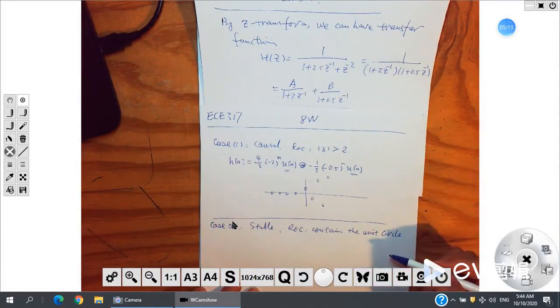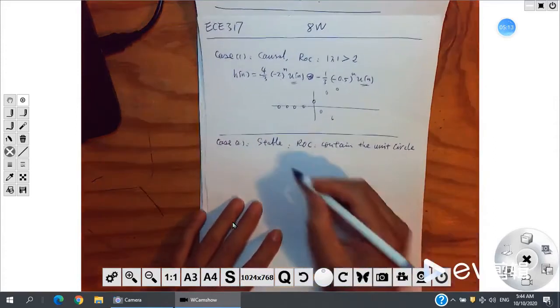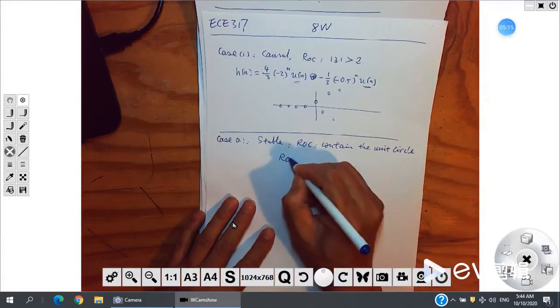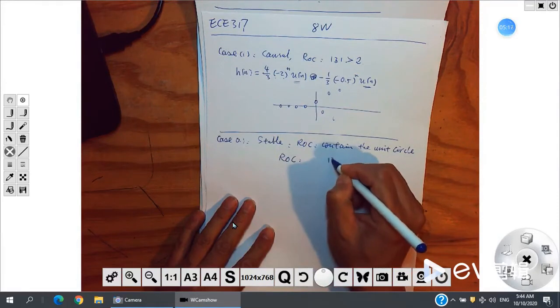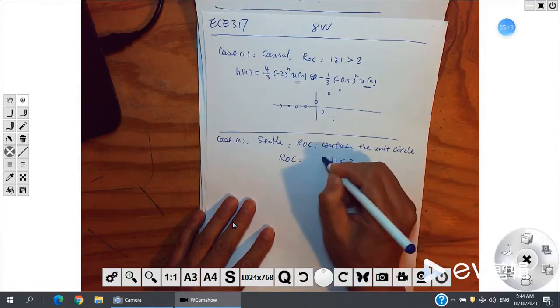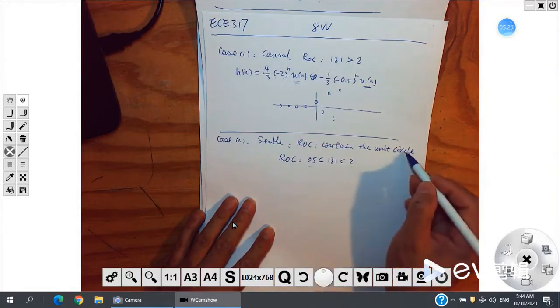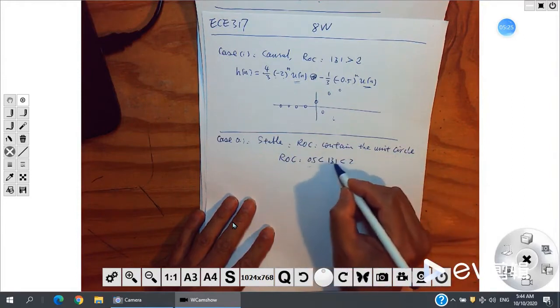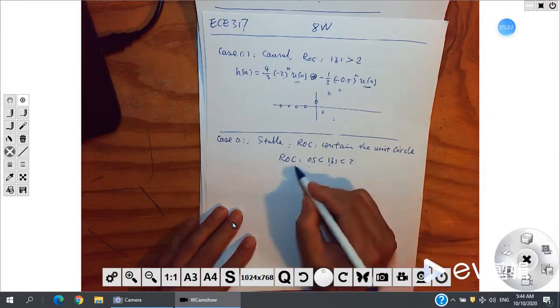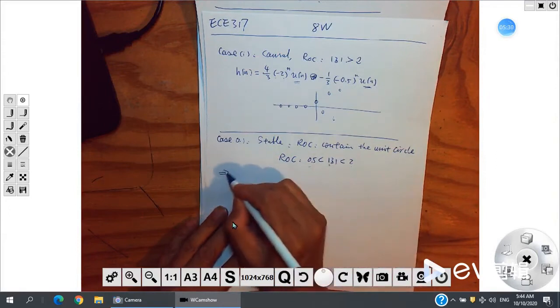Unit circle actually is 1. So we have to have z smaller than 2, larger than 0.5, right? So this interval contains 1. Unit circle means absolute value of z is 1. Yeah, RC is this one. Then we can have h of n.